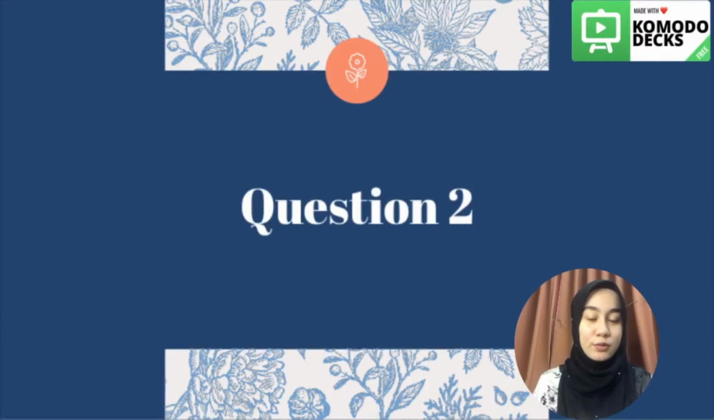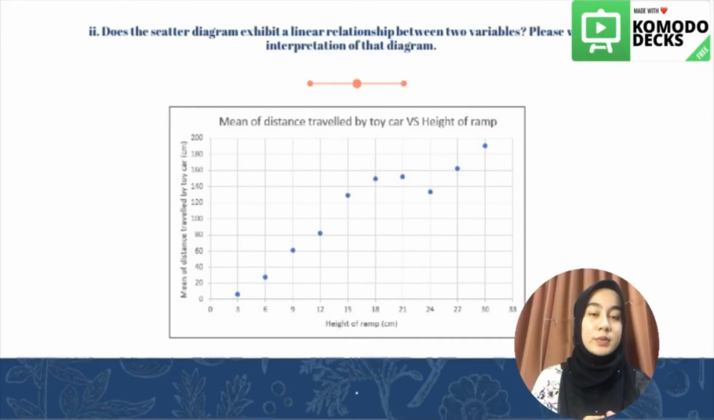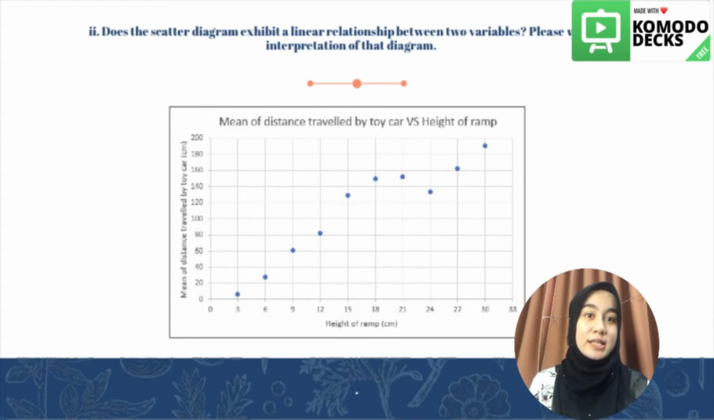Thank you. Alright, I will continue with question 2. The data obtained demonstrate a comparable conclusion on the dependency between the height of the ramp and the mean of the measured distance traveled by a toy car, as seen in the scatter figure.